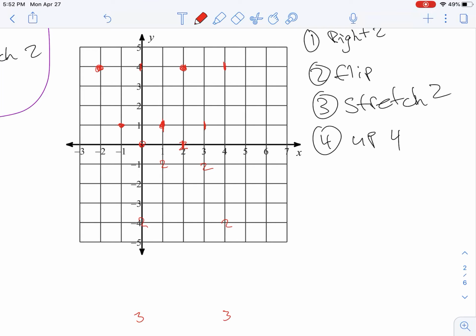This is going to go times 2. So negative 1 times 2 is negative 2. So a 3 and a 3. And a 3. So that's step 3. And then up 4 means we're counting each point up 4. So negative 8 to negative 7, negative 6, negative 5, negative 4. So this is my 3. Sorry, that's going to be step 4.